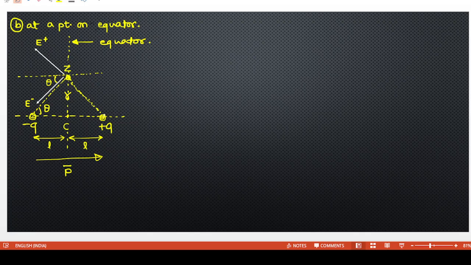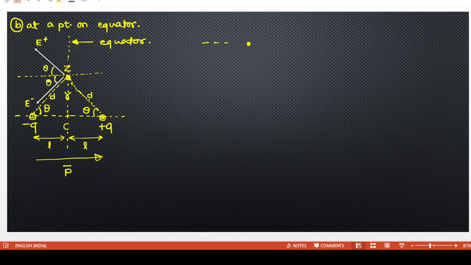This is an isosceles triangle. Let us take this side length as small d. Both of these sides are equal, small d, small d. So if this angle is theta, this angle will also be theta. Both these angles are theta. If this angle is theta, then the corresponding angle will also be theta. This horizontal line and this horizontal line are parallel to each other, and this is a single line, so these are corresponding angles. They must be equal.